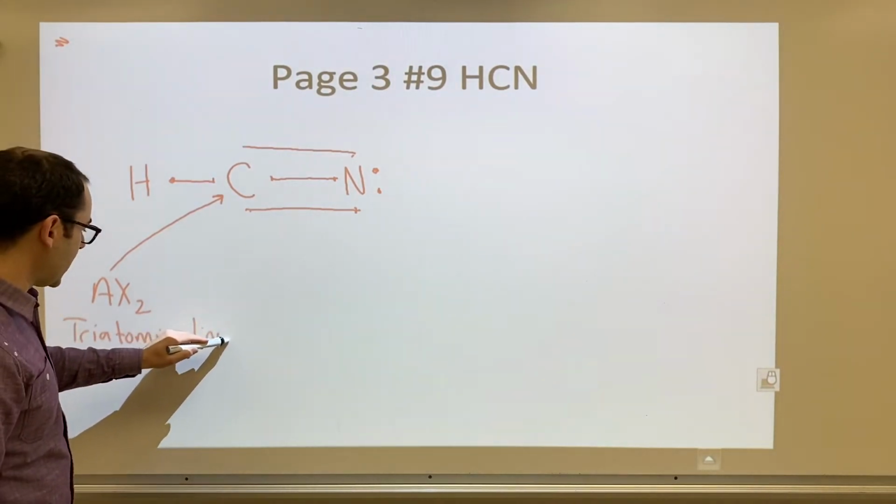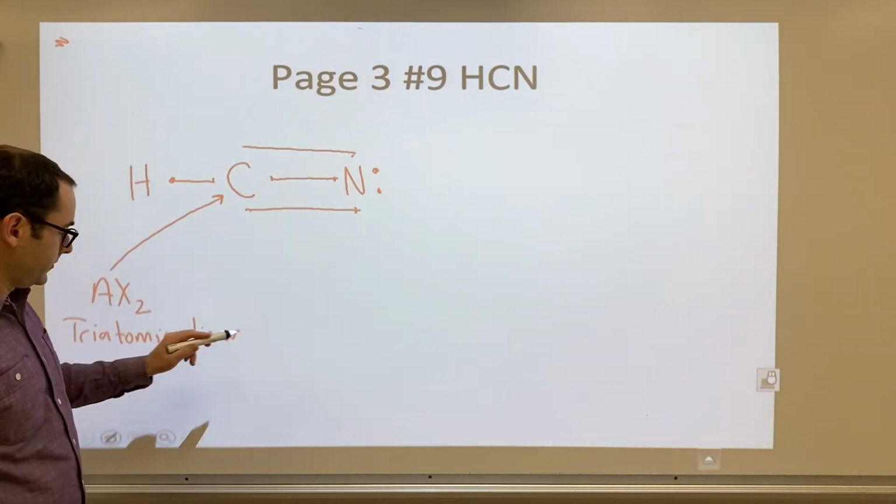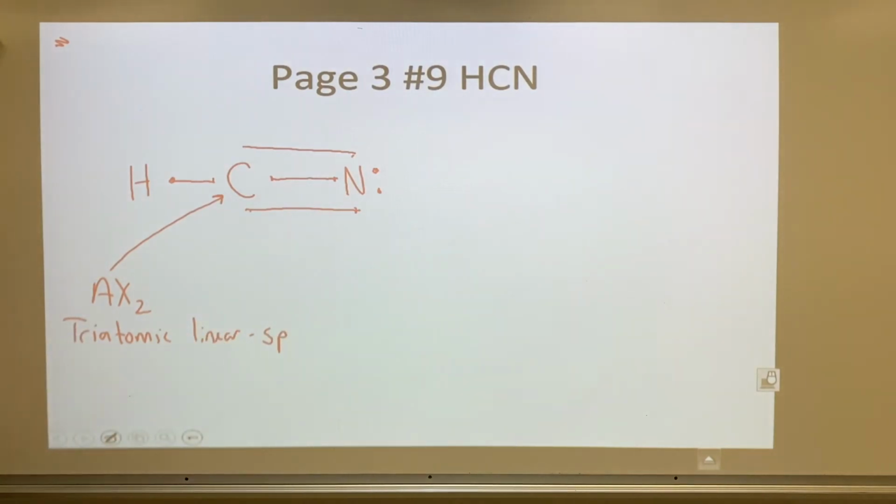linear. If it's triatomic linear, what's the hybridization? Good, SP, good. All right, so hybridization. What's the angle? 180, good. 180 degrees. Okay, now we need to make sure that it actually is linear. Is it linear? Yeah, it looks pretty linear, right?